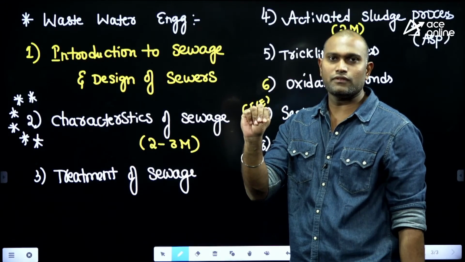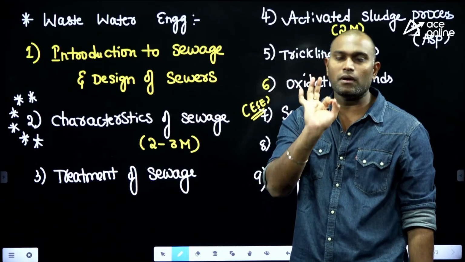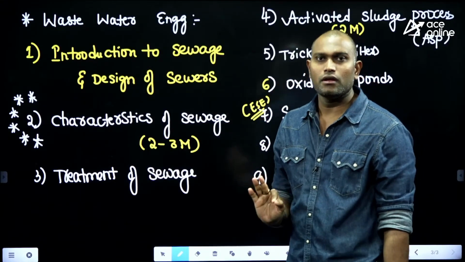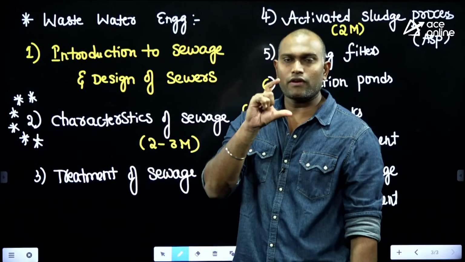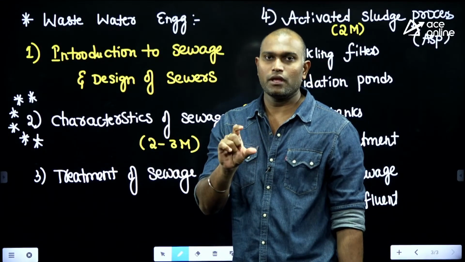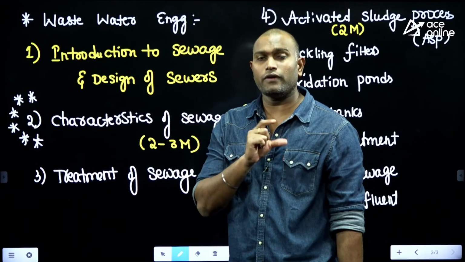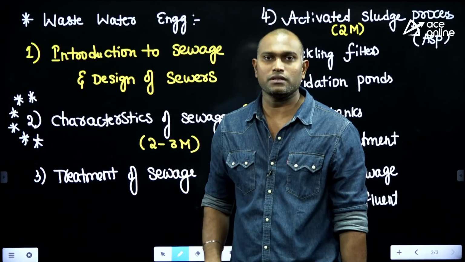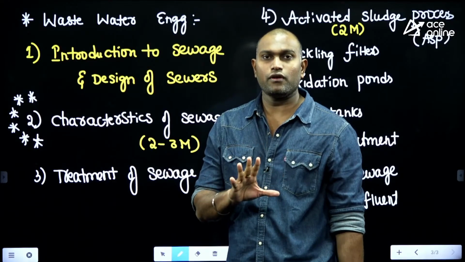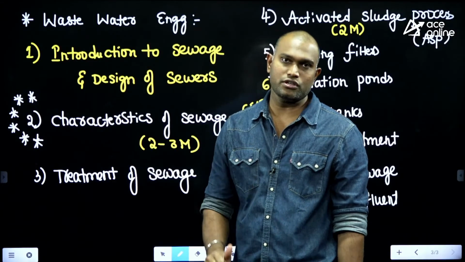From these topics itself, I said a minimum of 8 marks you are going to see. Take any paper, you are going to see a minimum of 8 marks from these 4 topics, and it can go to a maximum of 12 marks. Minimum 8 marks to maximum 12 marks. That is the weightage of 4 topics in environmental engineering.